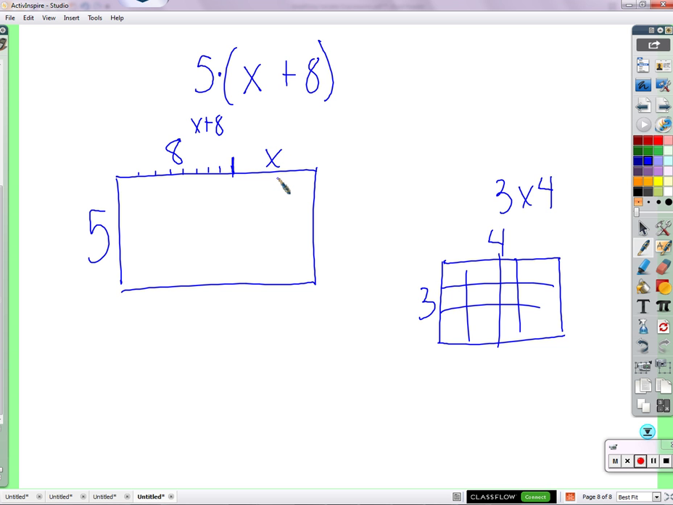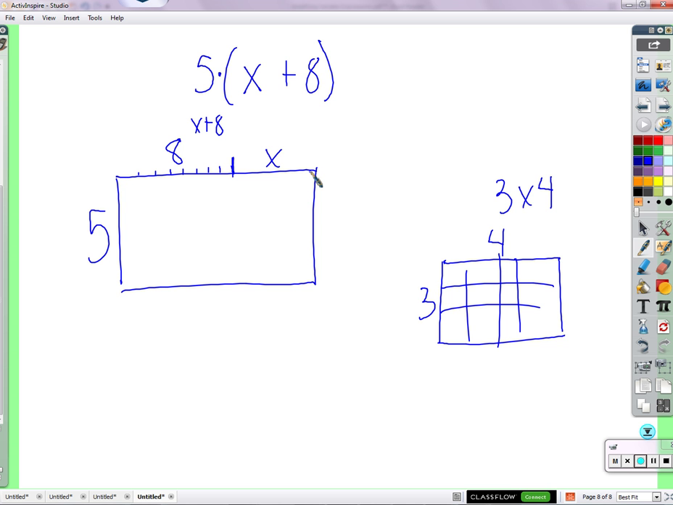The point that I want you to make, especially, is that it's not 16, right? Not 8 times 2. If this is 8, and then I put x right next to it, the total is 8 plus x, however much x is. If x were 4, then this whole thing would be how far? 12. Okay.